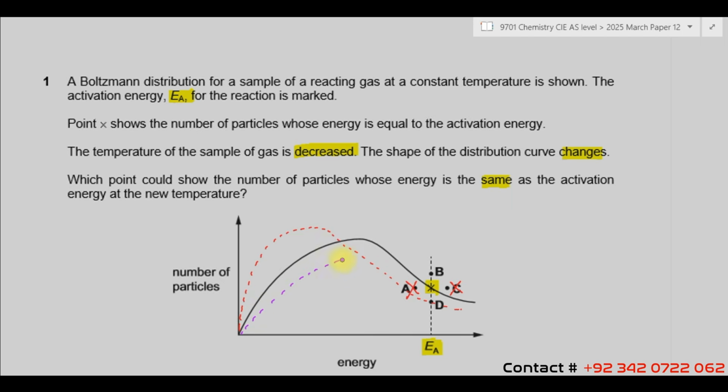So when temperature is increased, the height of the curve decreases and it will go through like this. So this is at higher temperature. This is at lower temperature. And this is the one which is given. So correct answer is D.